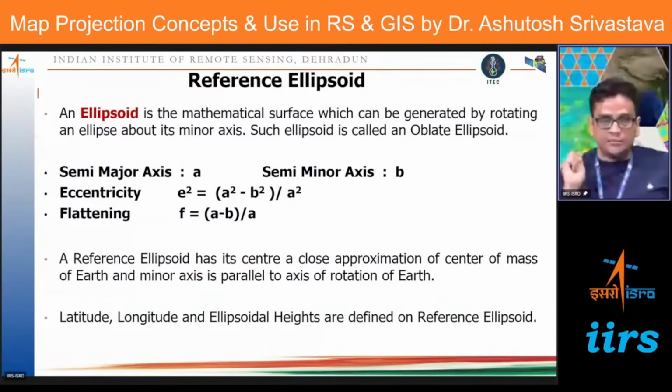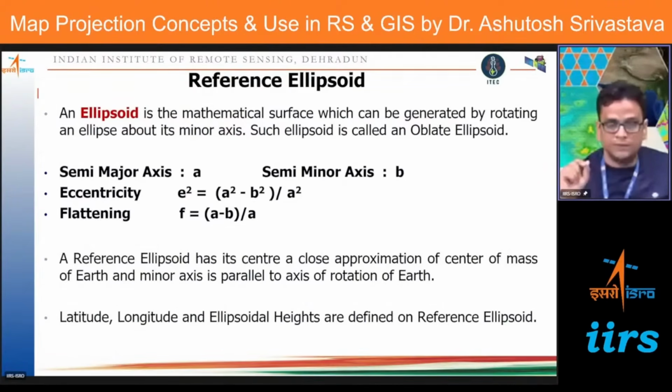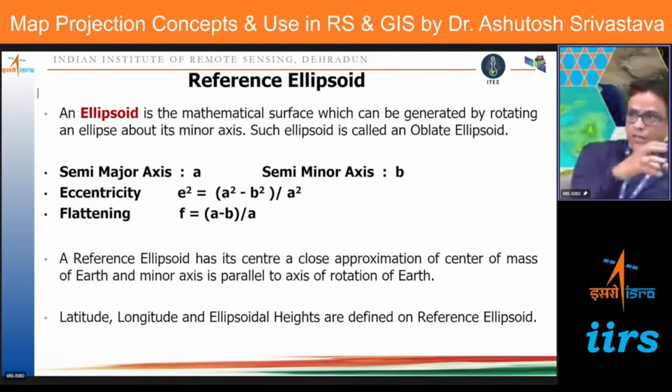So when we are defining our ellipsoid, there are certain parameters on which we define it, like the semi-major axis A and the semi-minor axis B, as I defined in the previous slides. Both things are clear. Now the third thing is the eccentricity. Eccentricity e squared equals (a squared minus b squared) divided by a squared, where a and b are the semi-major axis and semi-minor axis. Eccentricity basically shows how much it is away from the circular position.